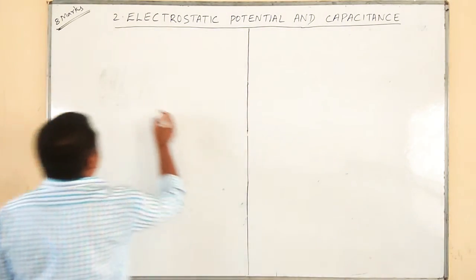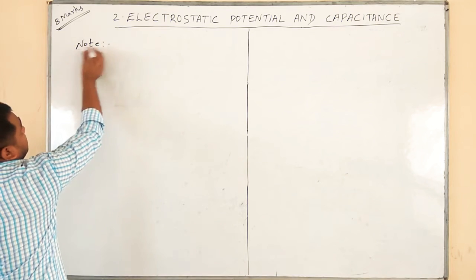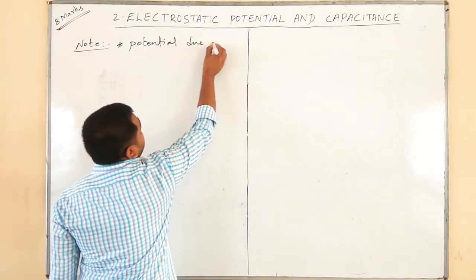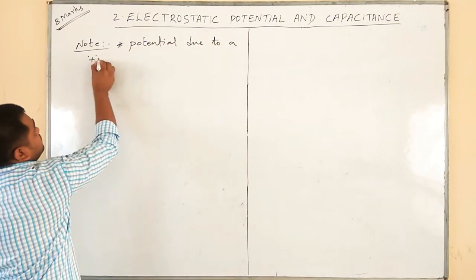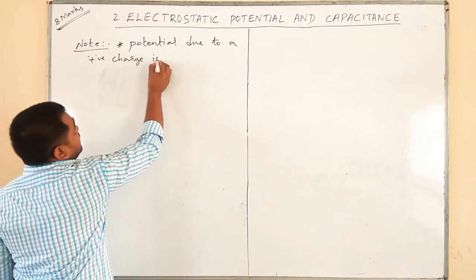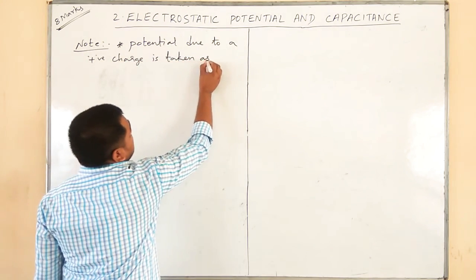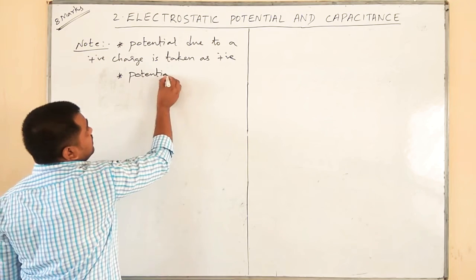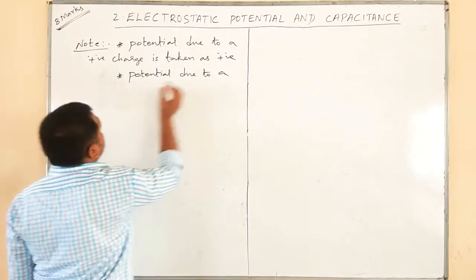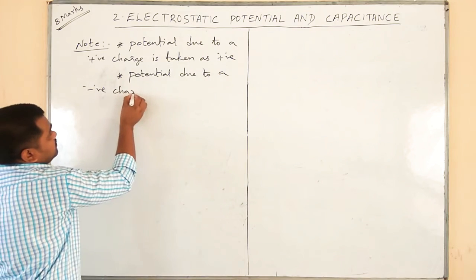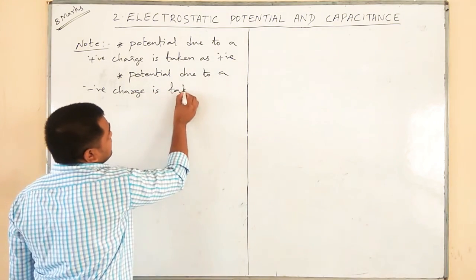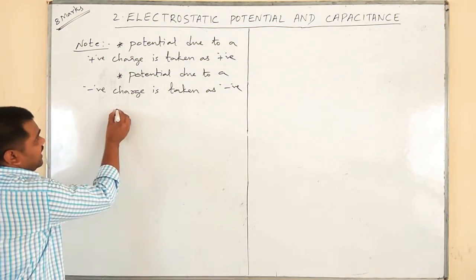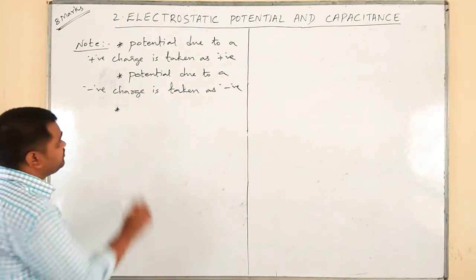It comes under note. Electric potential due to a positive charge is taken as positive. Similarly, potential due to a negative charge is taken as negative. Please remember.